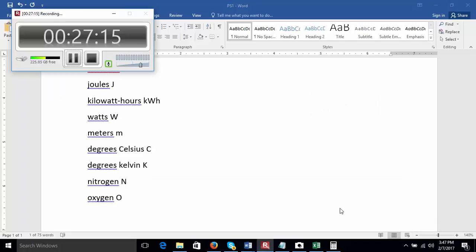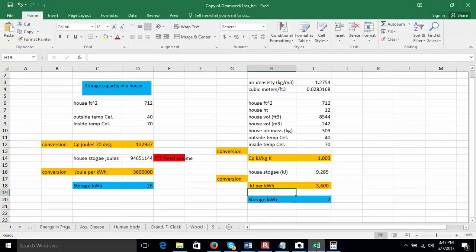Okay, so that was the main deal on these guys. 2 kilowatt hours. Does that seem reasonable? A couple hours to get your house up to temp? Yeah. The delta T was pretty small. 30 degrees. Oh, no, that's Celsius. 70 Celsius is cooking.